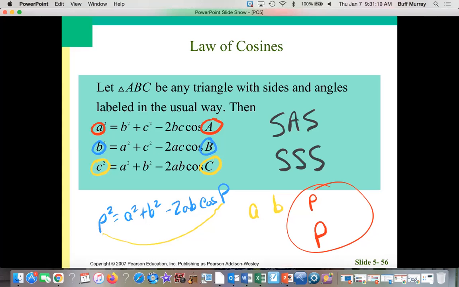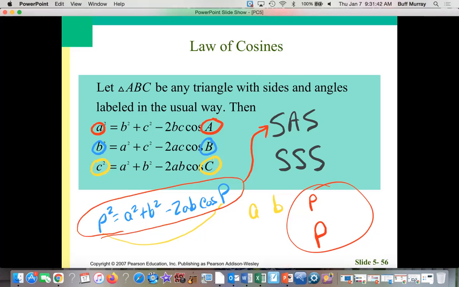Now, the way this formula right here is set up, it's set up to be used if we know a side, an angle, and a side. Okay. Now, once again, some of this will make more sense when we start going through an actual example, which we're going to do next.